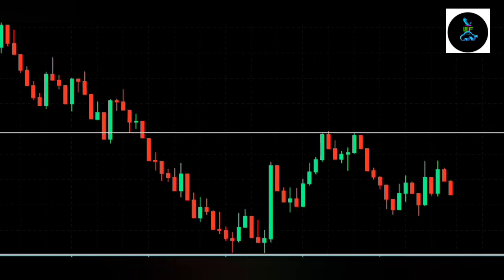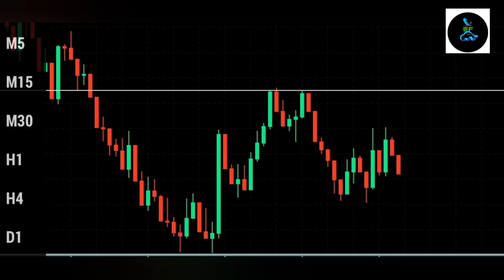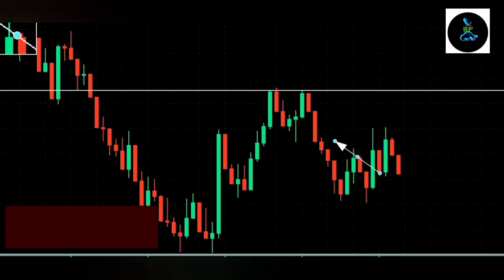So here is the M30, the 30-minute time frame. In this 30-minute time frame, you can see how the market reacts between our supply and demand. Here the market forms a double top. The double top is a sign of reversal, and here the market forms a double bottom and it goes up.